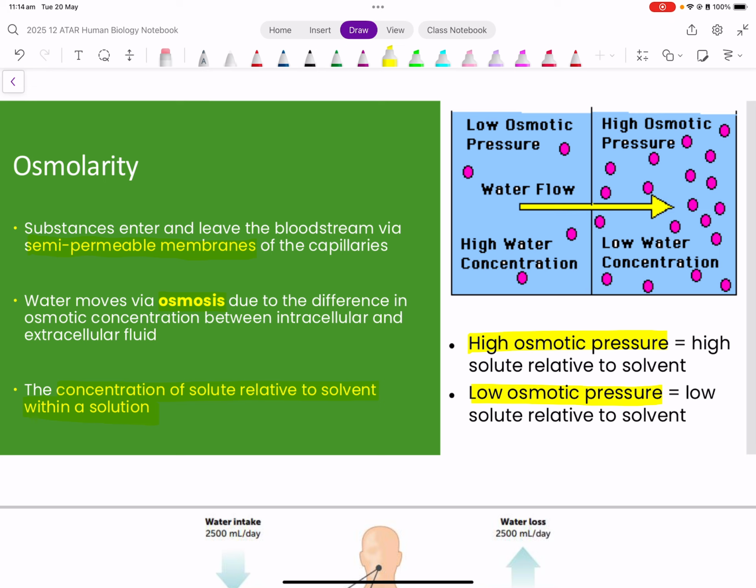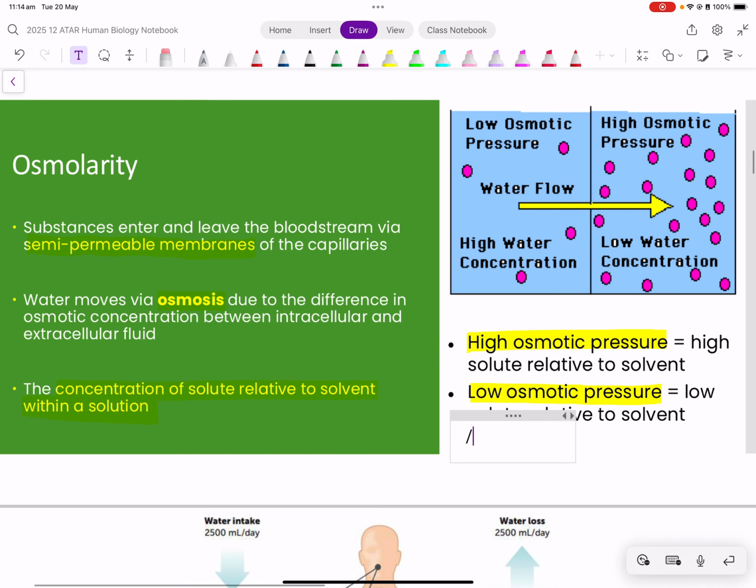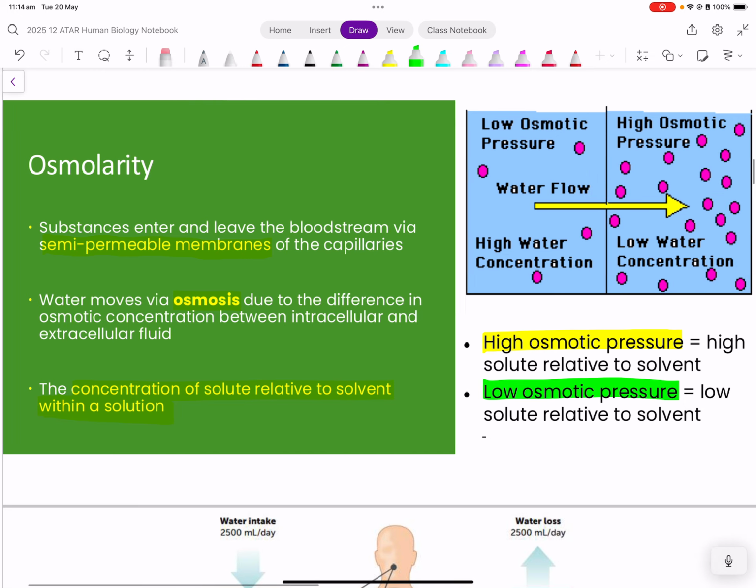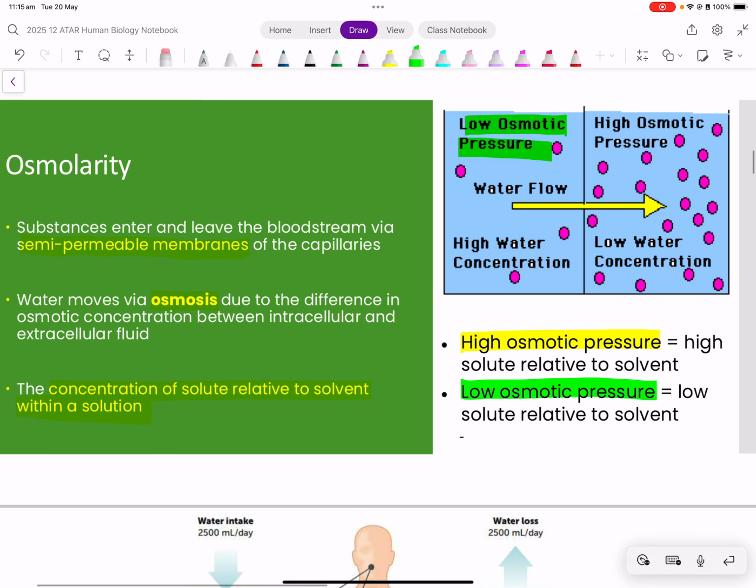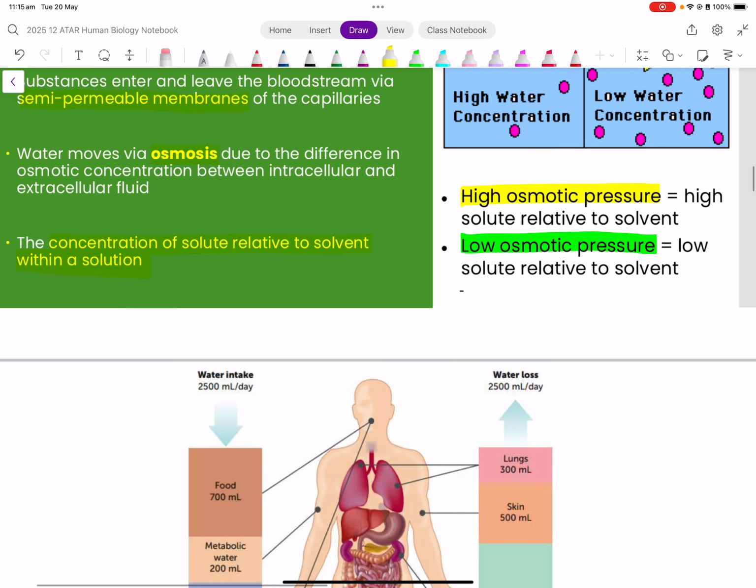So up the top right now, we can see, maybe if I just change my color scheme ever so slightly and I get rid of that low osmotic pressure, and we make that, let's go with green here, we can see that on the left-hand side of the diagram up the top here, we have a low osmotic pressure as we have a low solute concentration relative to the solvent. On the other side, we have that high osmotic pressure, and that again is because we have that high solute concentration relative to solvent. So another way of saying that is a really low water concentration.